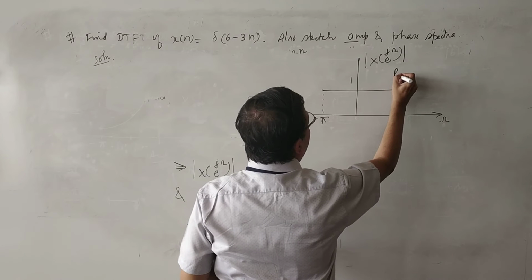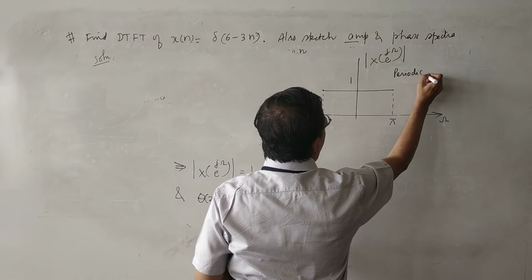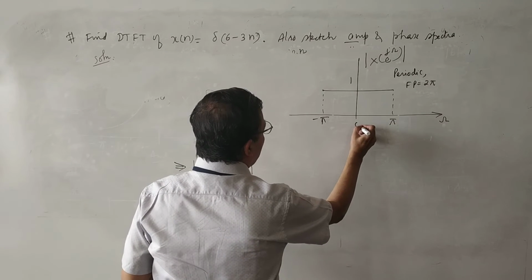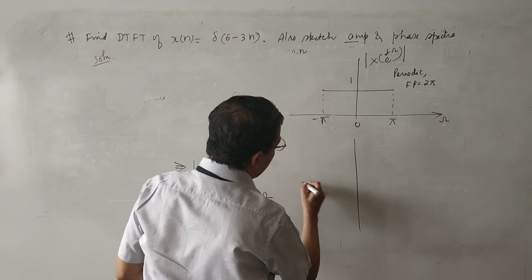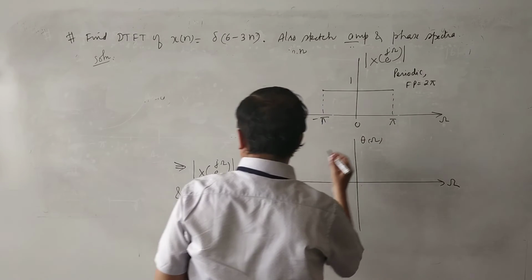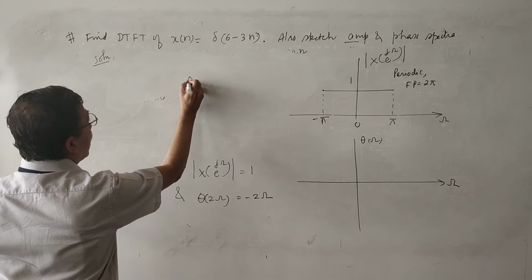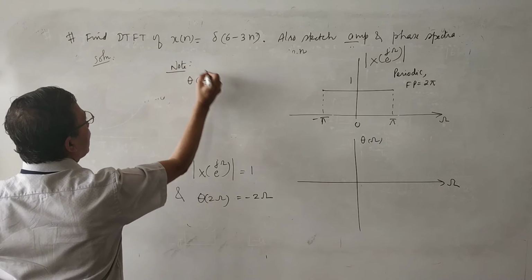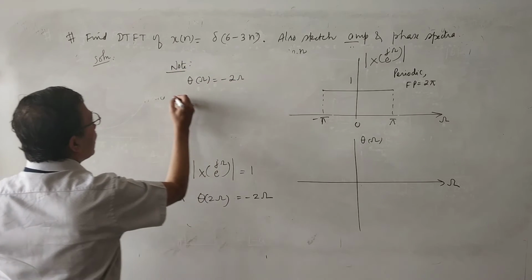This is again, I write, periodic. Fundamental period is equal to 2 pi. Phase spectrum appears like this. So what is theta of omega? Theta of omega, note, theta of omega is minus 2 omega.